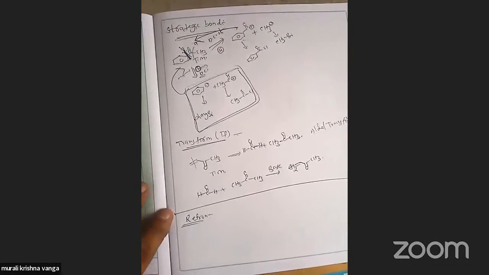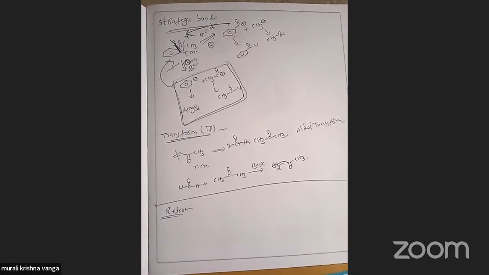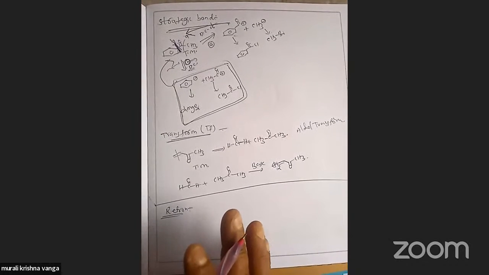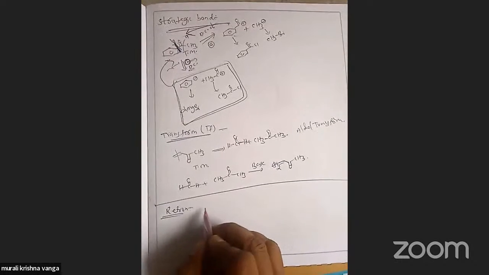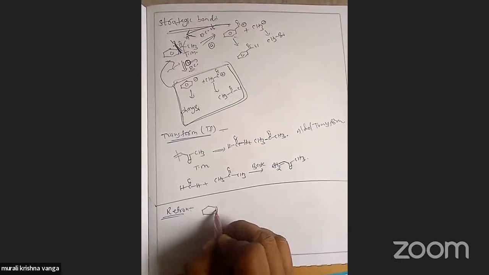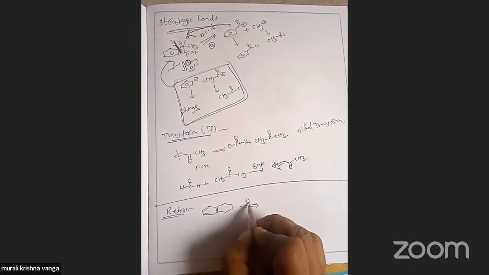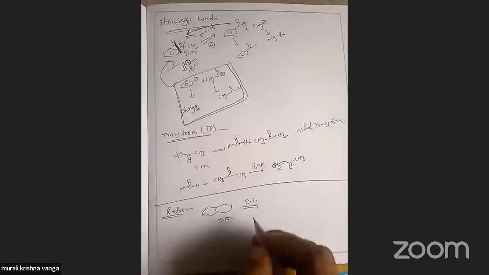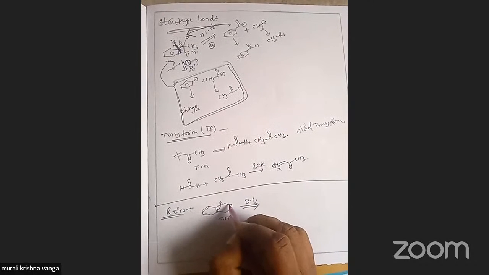Next one is retron. Retron means the subunit of a molecule which is marked for disconnection in retrosynthetic analysis. Retron is a subunit of a molecule which is kept for the disconnection in retrosynthetic analysis. I am taking this molecule as the target molecule, which undergoes disconnection under retrosynthetic analysis. The disconnection takes place here, like this.